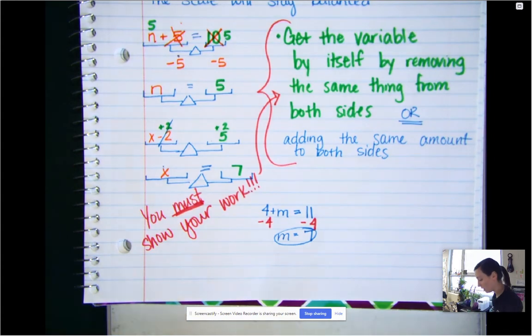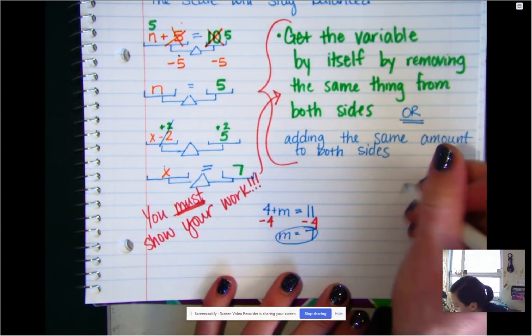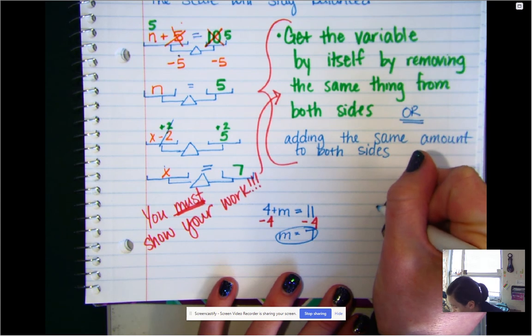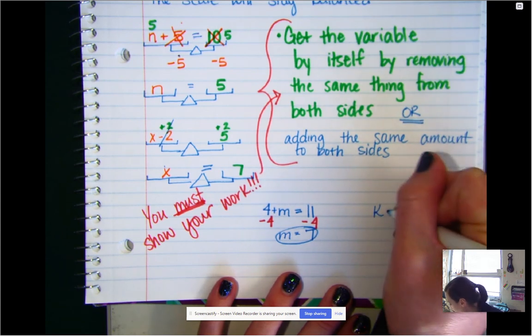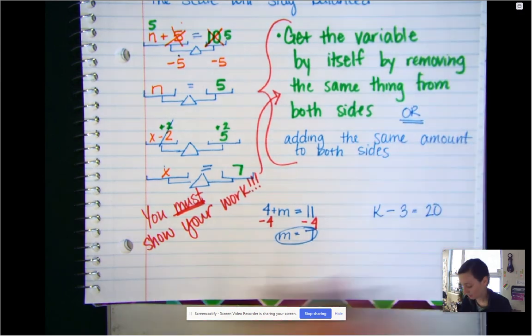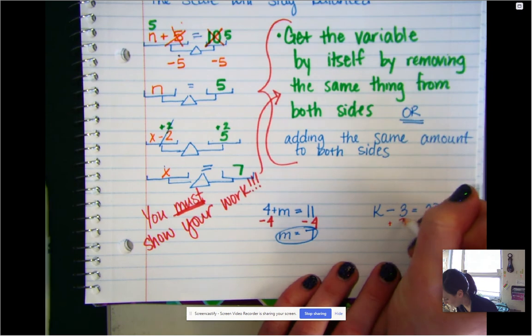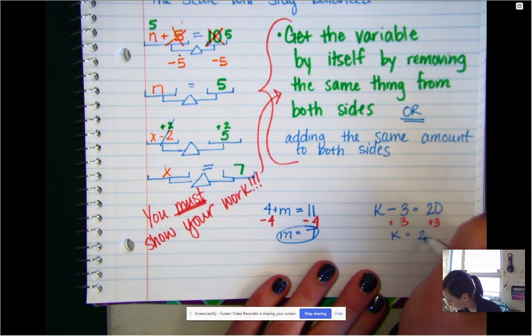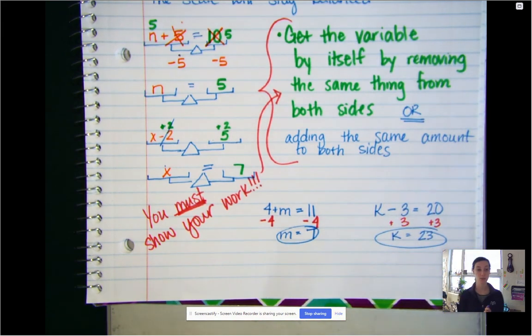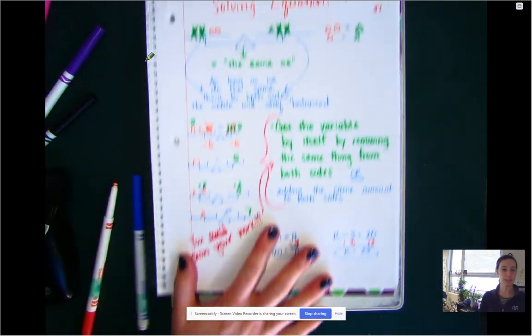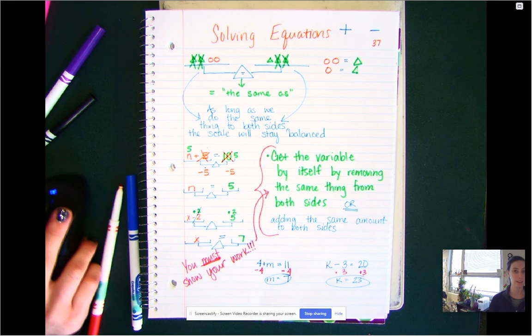Okay, let's do a subtraction one. K minus 3 equals 20. I need to add the same amount of weight to both sides. And then I will have that K is the same as 23. And that would be correct. So lots to think about there. Probably you're looking at this and like, oh yeah, I know how to do this. And hopefully you're feeling some confidence about that.